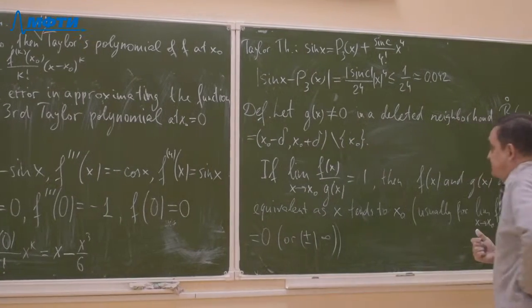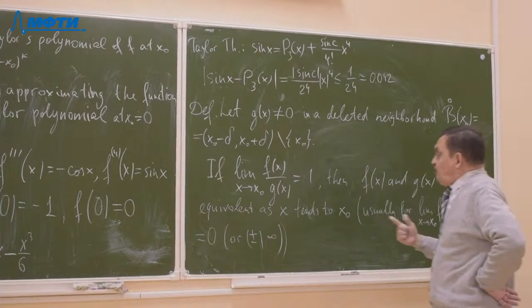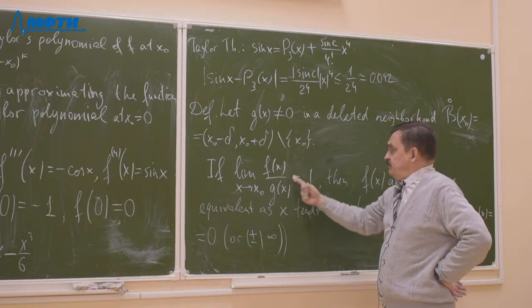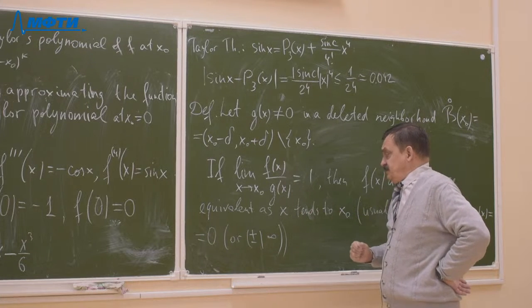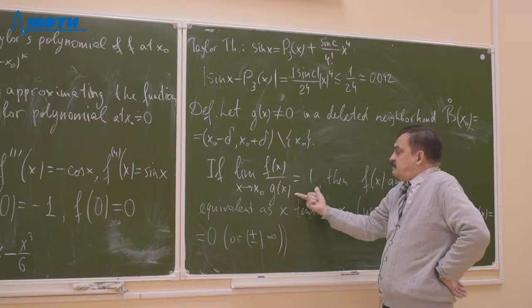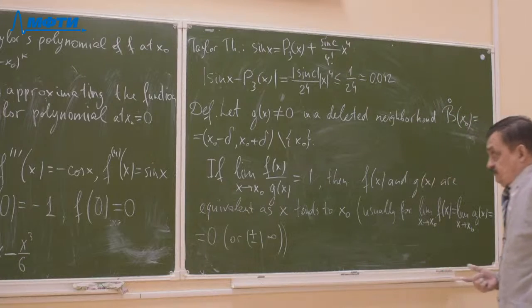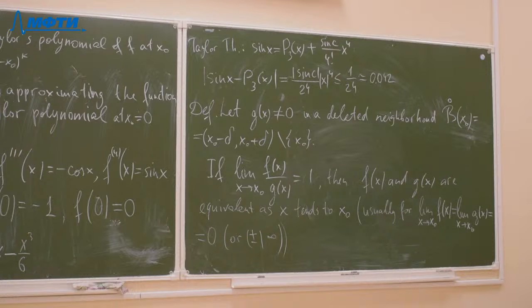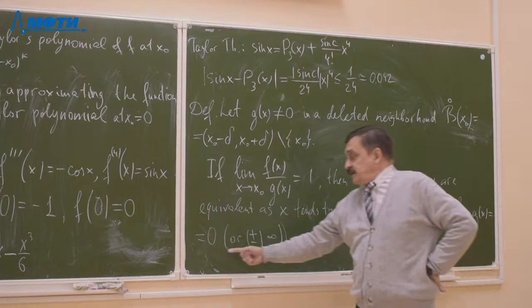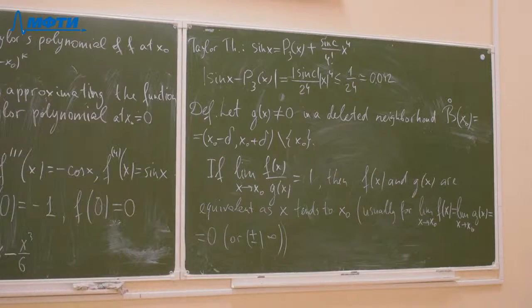Okay, let's return to our definition. So once again, formally, the definition of equivalence between functions f of x and g of x: once you have such equality, then you can say the functions are equivalent. But usually it is applied for the cases when both are infinitely small or infinitely large.